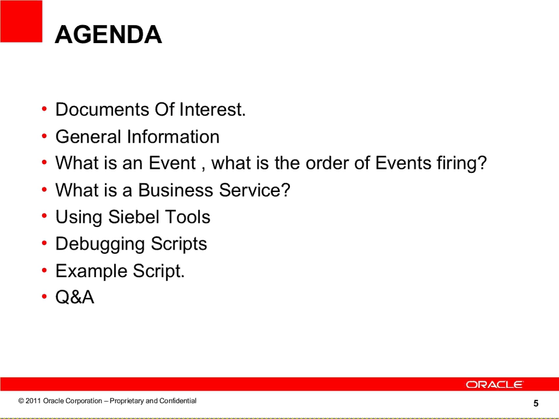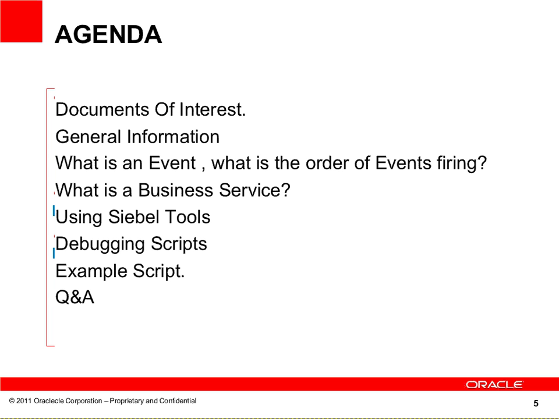Then I'm going to share with you what an event is, the order that events fire, and how they're used. We're going to talk briefly about business services. We're going to talk a little bit about Siebel Tools, finding scripts and recognizing some of the different things within Siebel Tools that relate to scripting. We'll discuss debugging scripts and some mechanisms and tools you can use to help you figure out what's going on when you have scripting in place or when you're adding scripting.